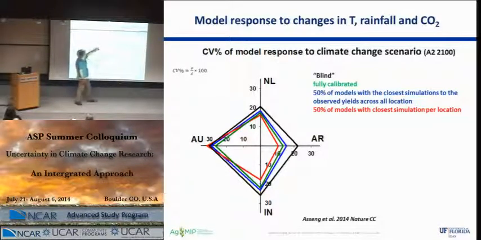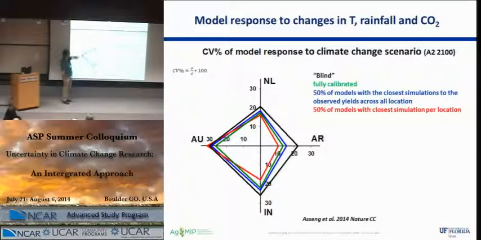We started with the blind. We look at the 4 different locations: Netherlands, Argentina, India, and Australia. We run a scenario, a late century scenario, A2. In this graph, we're not looking at the impact. We look at the variability in relation to the impact. So how much the models disagree with what they simulate. If you have a large CV, then they start disagreeing. If you have a narrow CV, they're all agreeing on something.